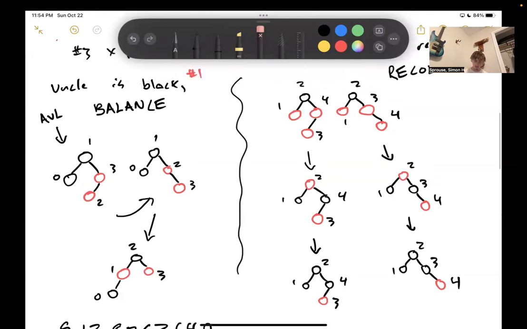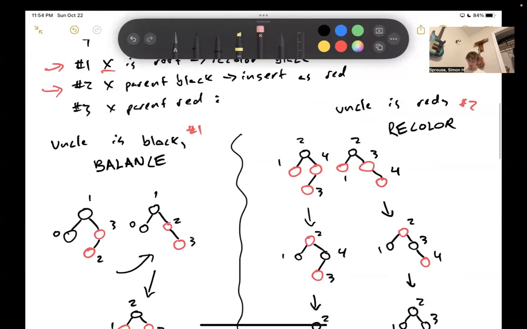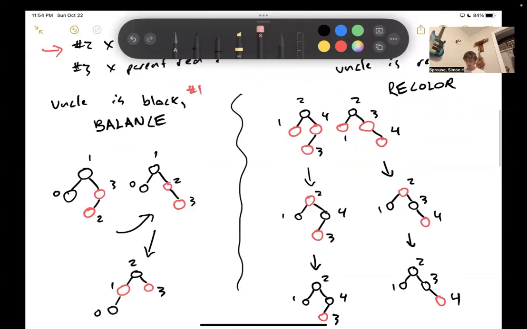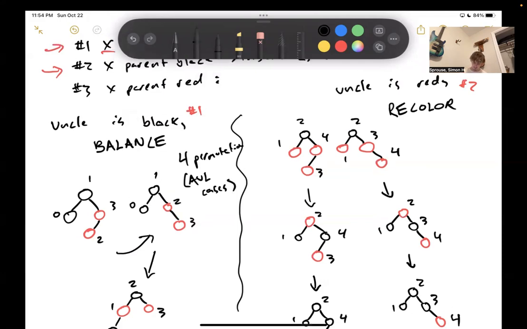Don't get too caught up in this. You can just think, if the uncle is black, essentially just perform the AVL case and recolor to make it make sense. And then if the uncle is red, you don't move anything, you just swap the colors around. So again, there's I guess 4 permutations here. Just like there's 4 AVL cases, so these are the AVL cases. If you don't remember the AVL cases, go memorize those again. And in this case, there's also 4 permutations.